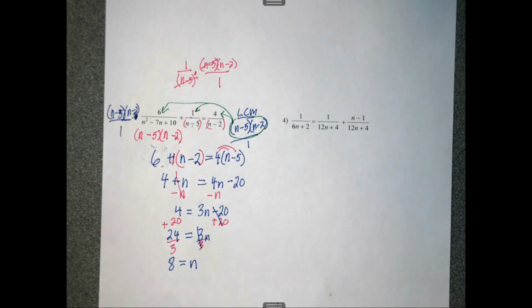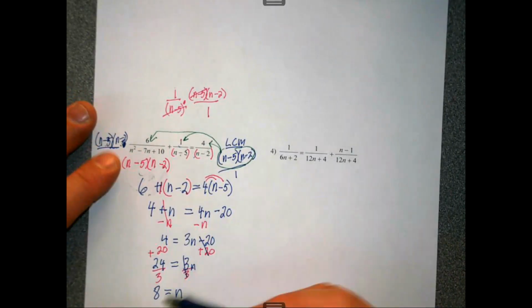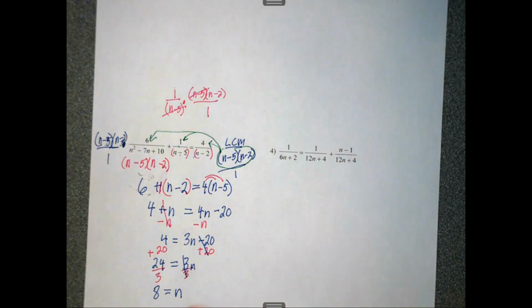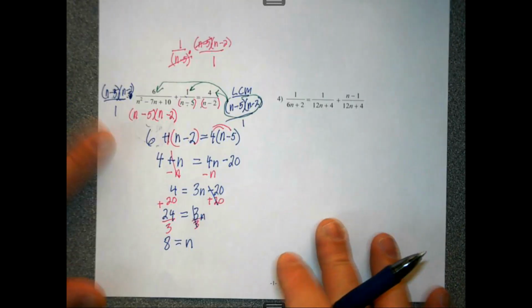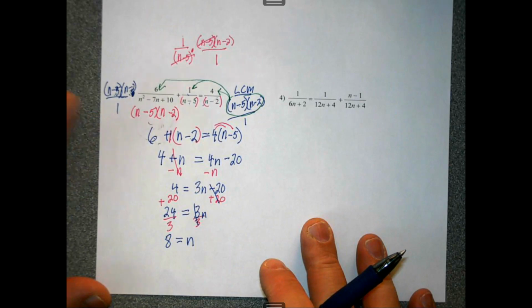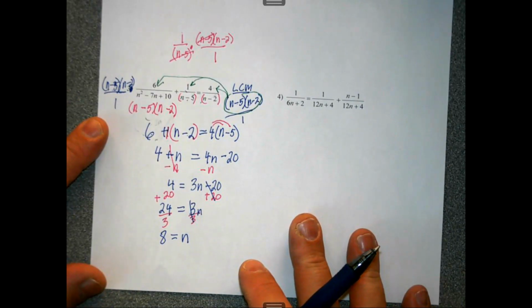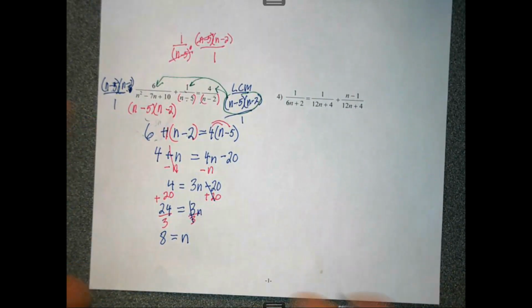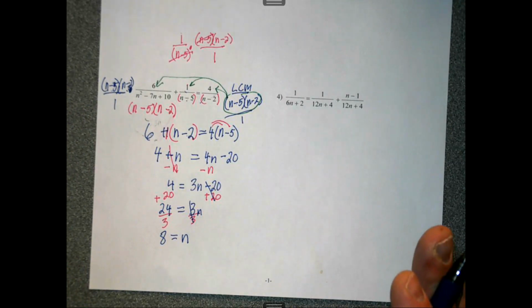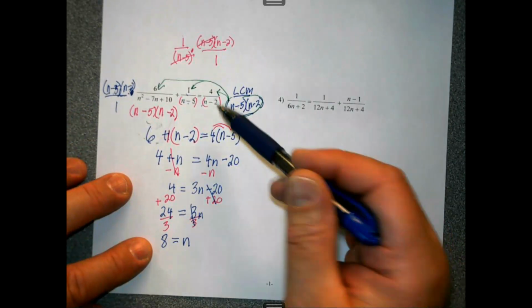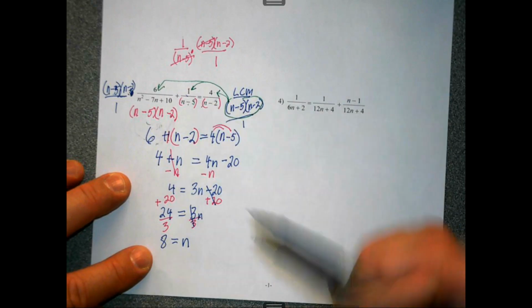Now, remember the past few days, we did check it, right? I would make you guys rewrite everything and substitute an 8 in there. But you don't have to do that, do we? You never did. All we're really concerned about is does 8 make the denominator 0?